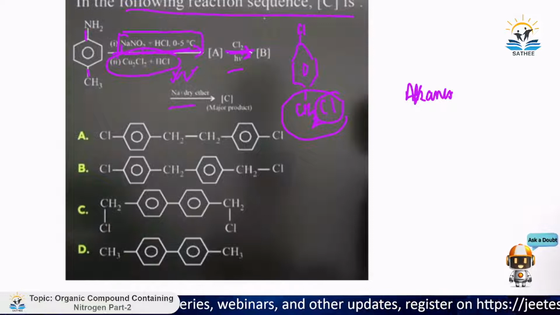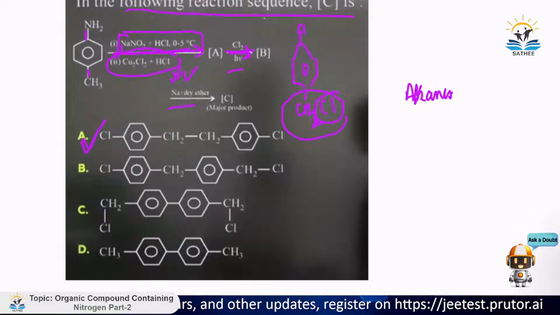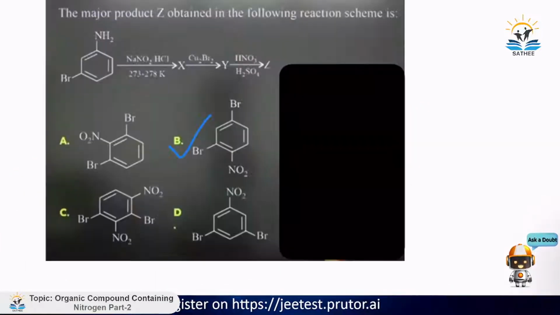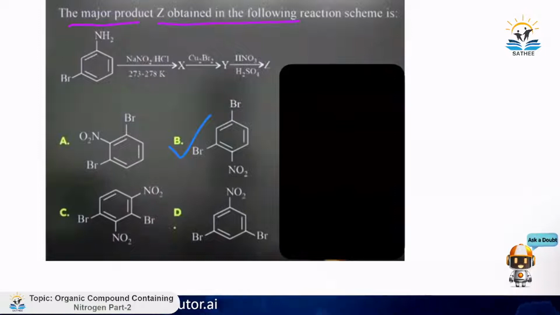So this is a check of our complete knowledge, and this is the answer for this question. Now we move on. This is a Sandmeyer and Gattermann reaction. So now we move on to the next question. This is the major product Z obtained in the following reaction scheme.